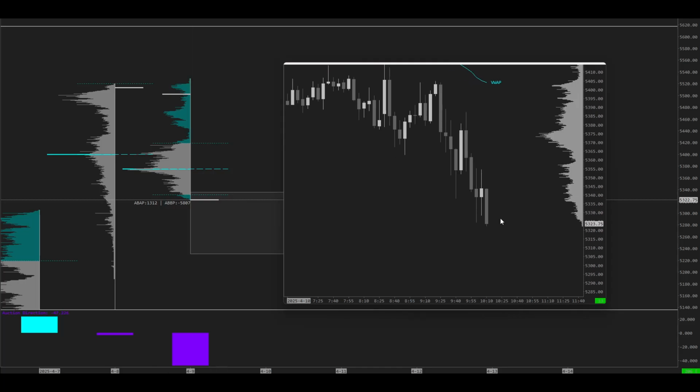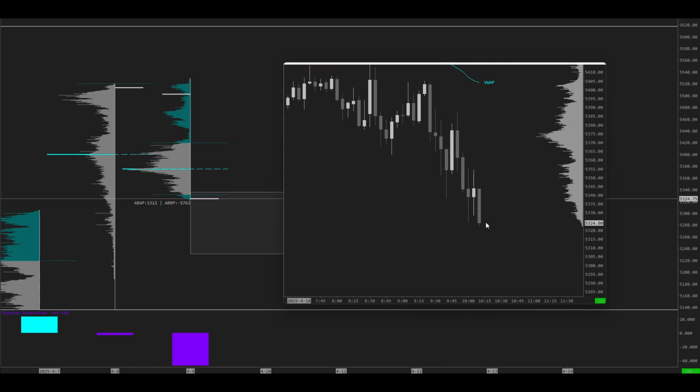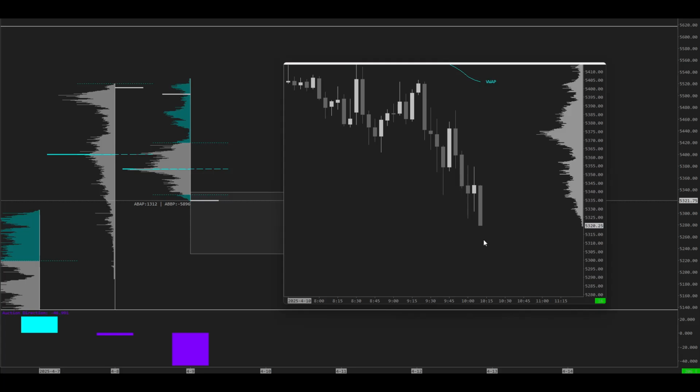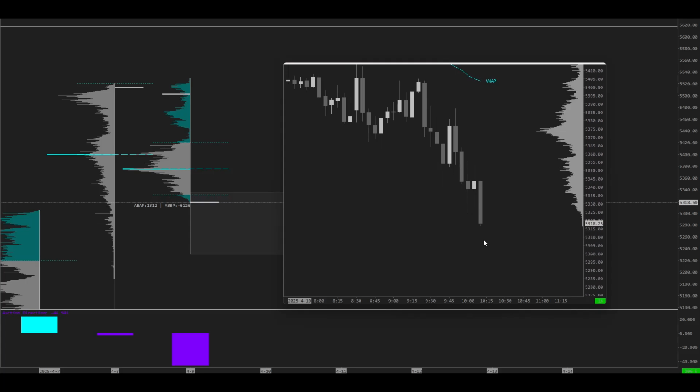So yeah, now it's starting to flush. Let's see if they can take it lower here. There we go. See if it can hold below.